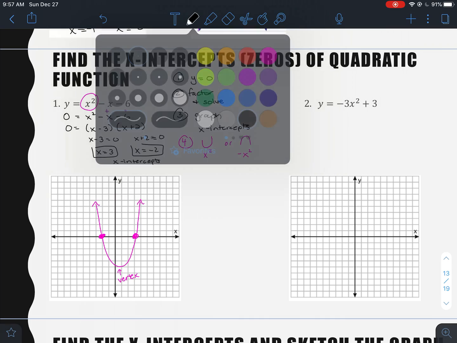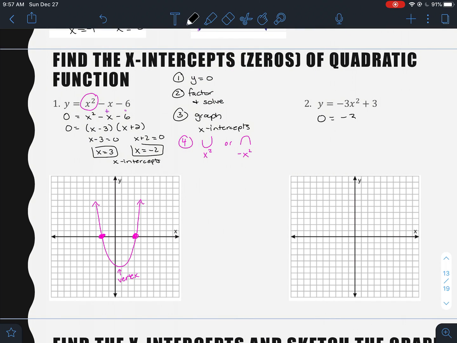So let's look at number 2, y equals negative 3x squared plus 3. So the first step, let y be 0. So 0 equals negative 3x squared plus 3. And then step 2 is we're going to factor.